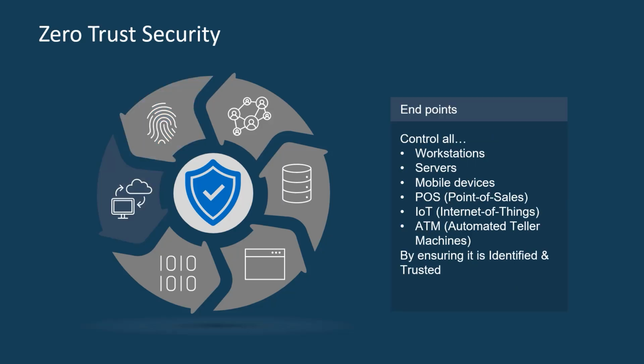The next item, if you look at, is endpoints. Endpoints are really important, which means that those are the places where people work or applications run on. We need to control all workstations, all servers, mobile devices, point of sale systems. We're seeing Internet of Things coming up. We need to look at that. We have got the ATM, or the automated teller machines. Those need to be controlled as an endpoint by ensuring it is identified and trusted.